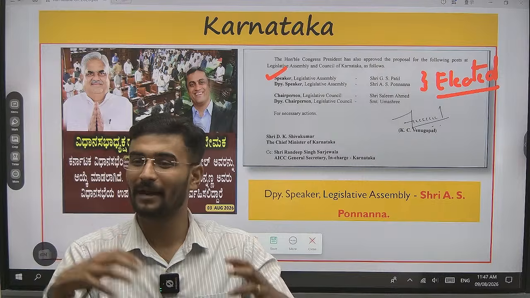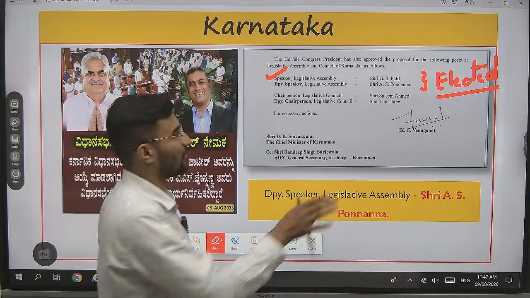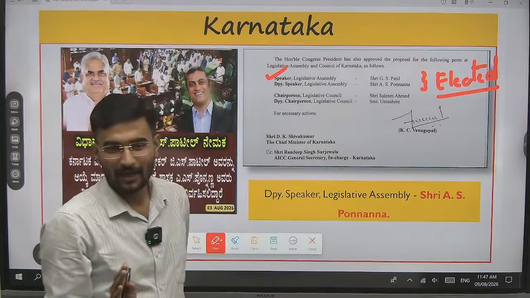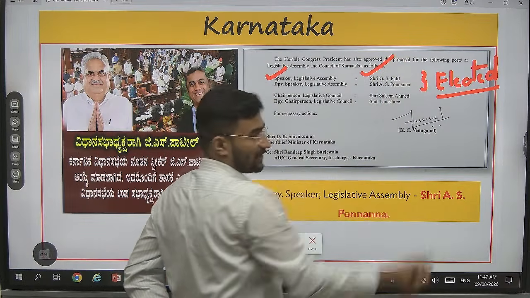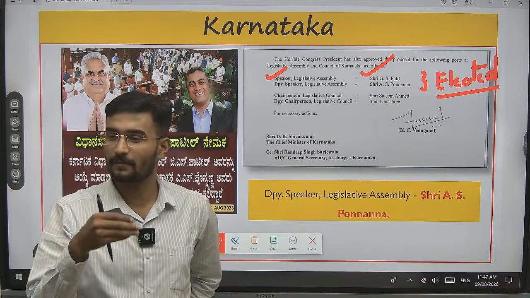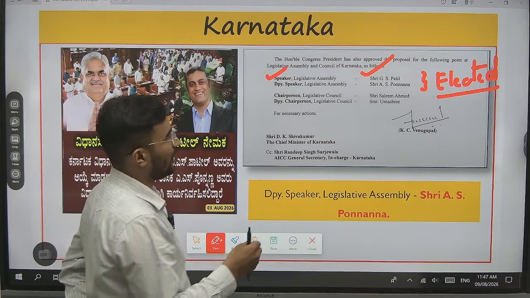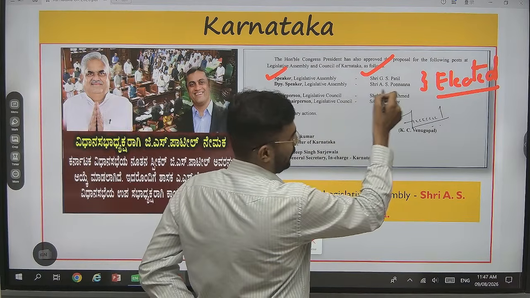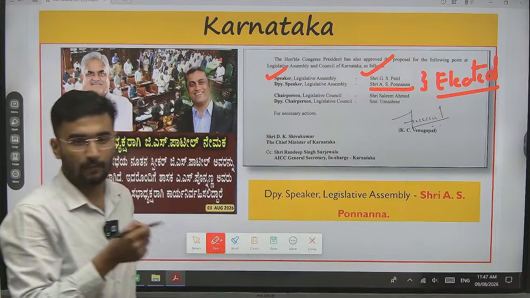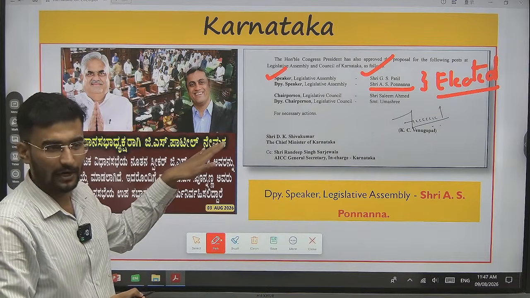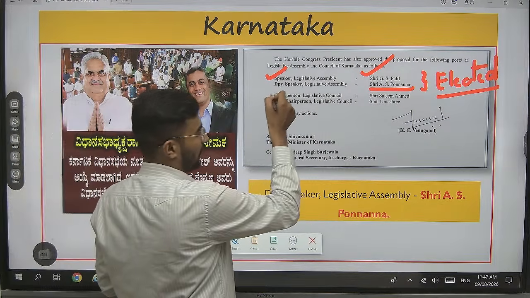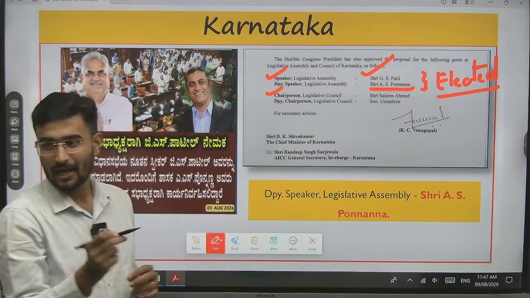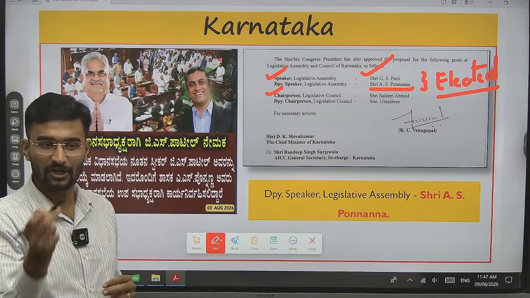No. Automatically it is the Indian National Congress holding both the posts. And who will be the speaker for the upcoming session? It is GS Patil. GS Patil. And the second one, we call it deputy speaker, who is it? Now Ponnanna. It is Ponnanna, you already know, it is Virajpete MLA. And a chairperson, we call a chairperson of which house? Upper house. Vidhana Parishad, upper house.